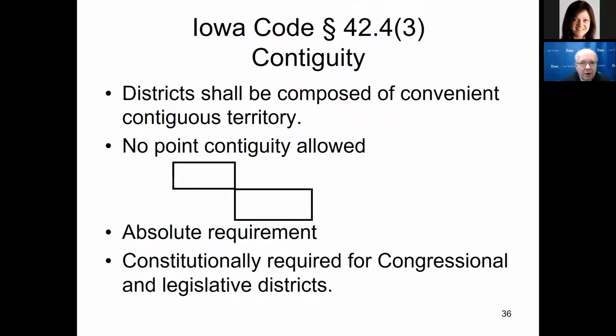The next requirement under Iowa law is contiguity. The Iowa Code provides that districts shall be composed of convenient contiguous territory. No point contiguity is allowed, as graphically presented here, so that if districts only are connected at a point, that district is not considered to be contiguous. This is an absolute requirement. It is constitutionally required for both congressional and legislative districts.